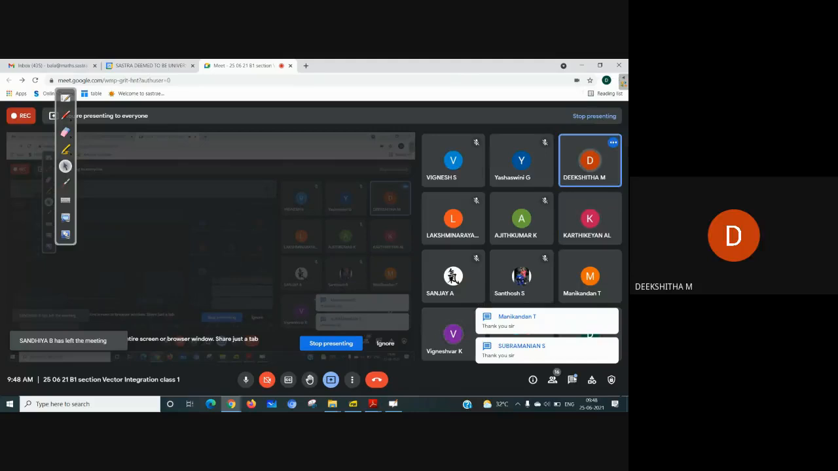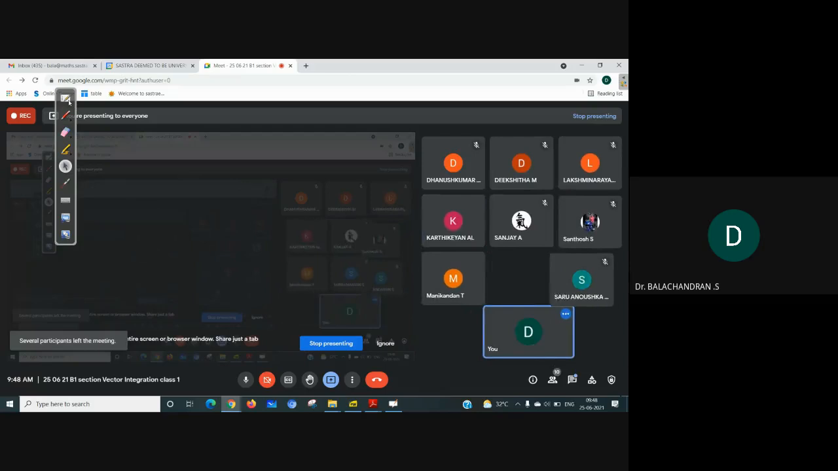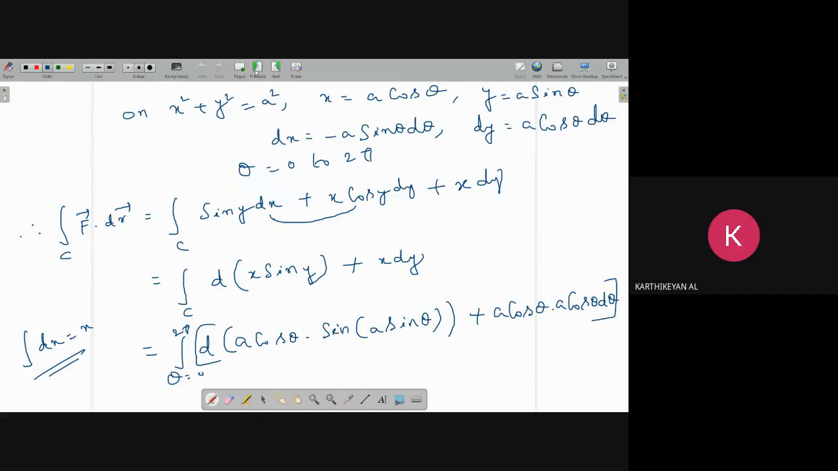Last question, can you show it again? Yeah, last question. Previous slides. So here x, after this one. So here x sine y, how did you write it as a cos theta into sine of a? Here it should be d theta, sir. Here d of x into sine x, sir. Okay, sir, X, what is x? X is equal to a cos theta.